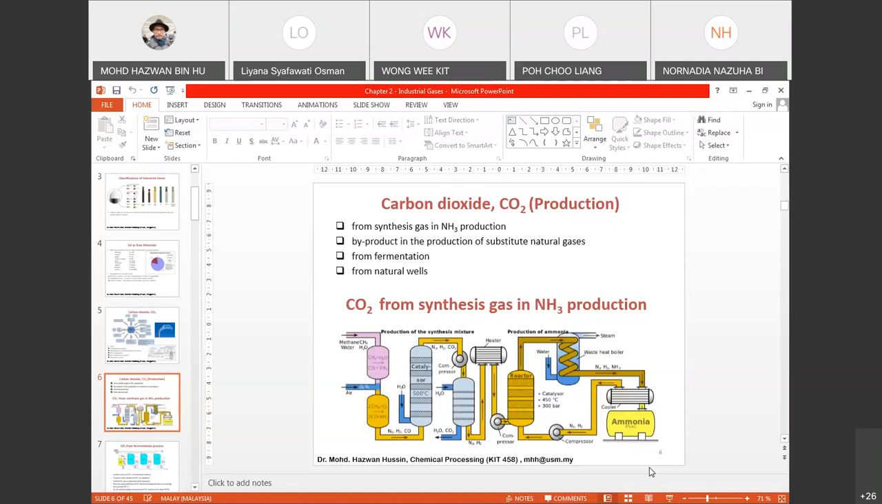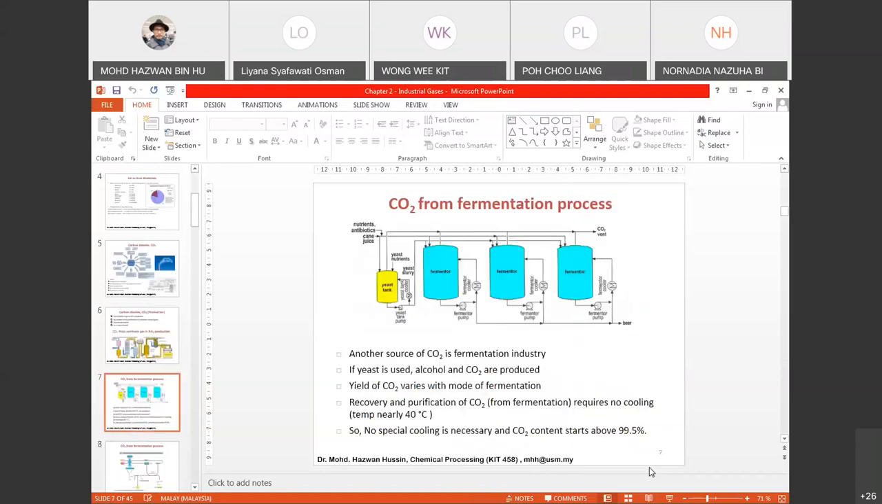You can also produce CO2 from fermentation. This is the process where you have sugar raw materials, and then you use bacteria or microorganisms to do fermentation, then later on it will produce alcohol plus CO2 and water. And finally, from natural wells. Natural wells also contain some amount of CO2. And I would consider fermentation a bit important because normally we produce CO2 majorly from the fermentation process.